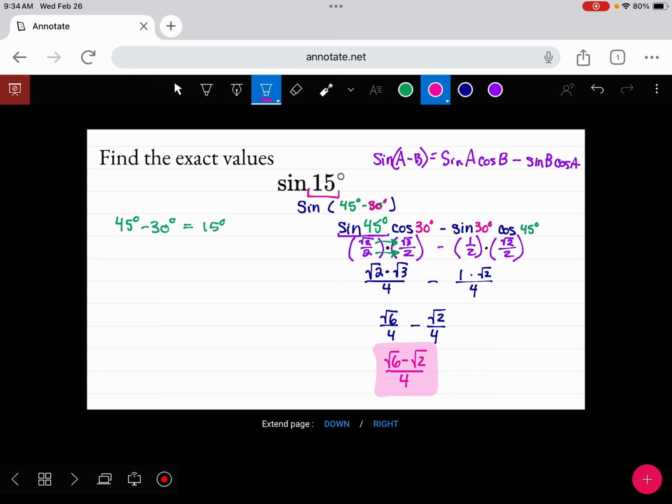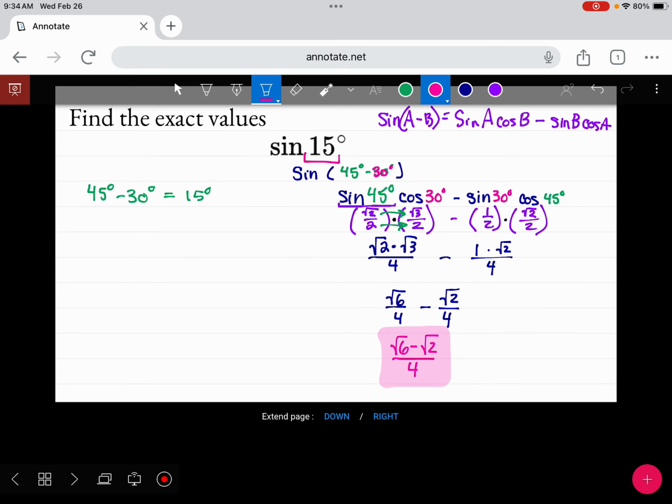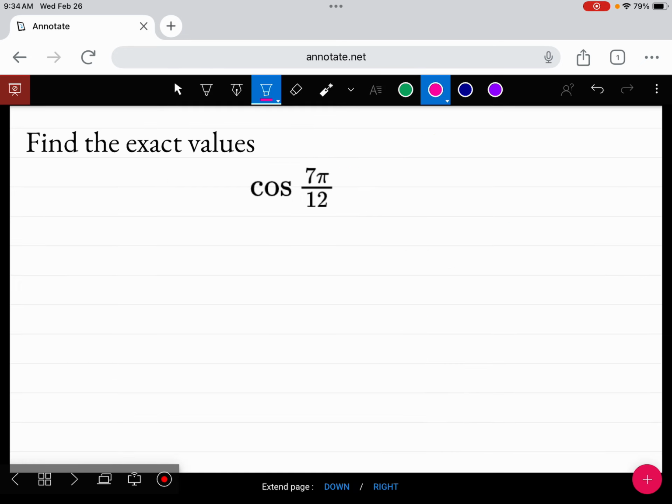Okay. Questions on this one? We're going to try another. So this one was in degrees. Let's try something in radians. Oh, snap. So now we're asked cosine of 7 pi over 12. Weird.